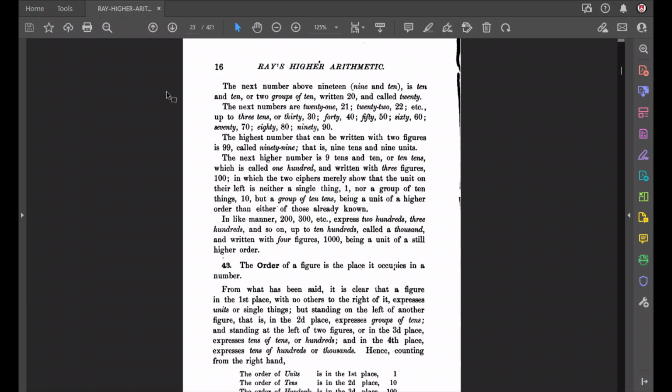The next number above 19 is 10 and 10. So since 19 would be 1 ten and 9 ones, the next number would be 1 ten and 10. So it would be 2 tens.